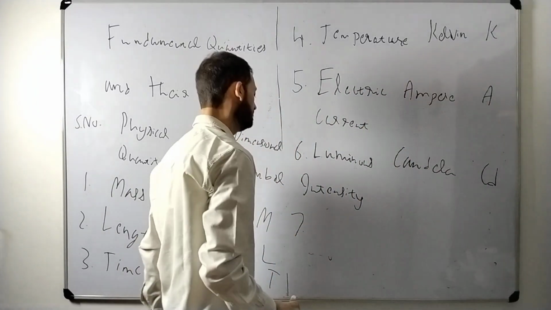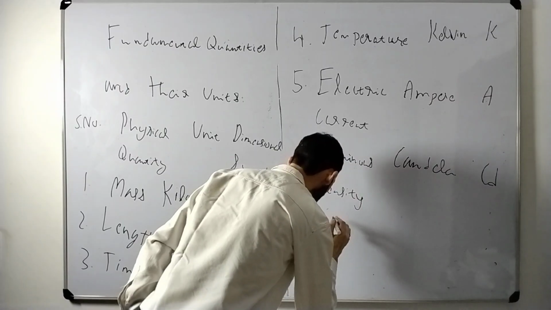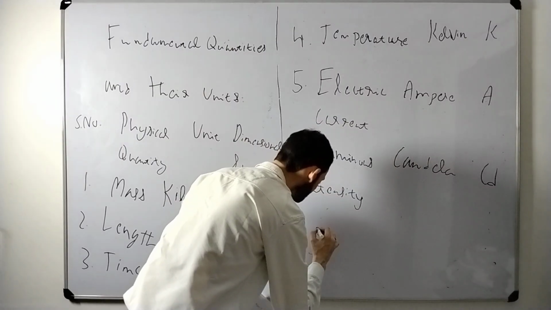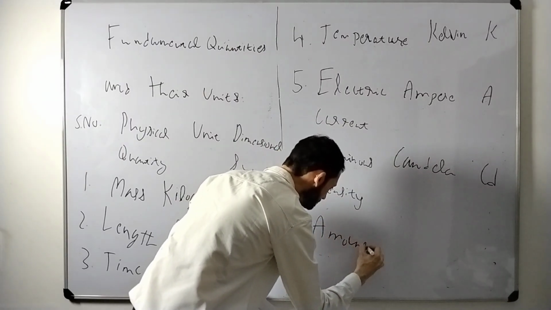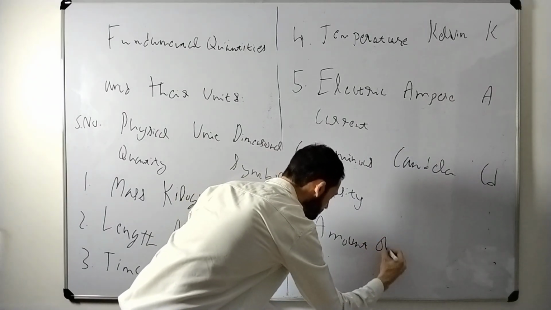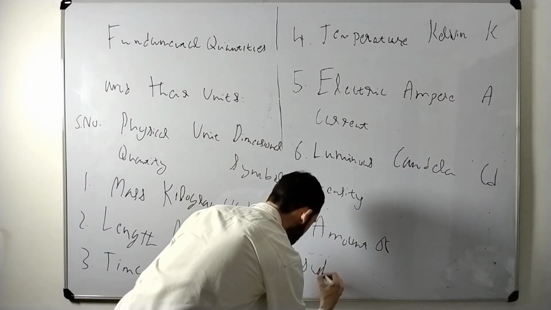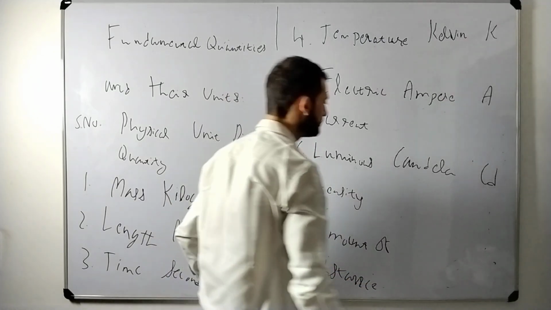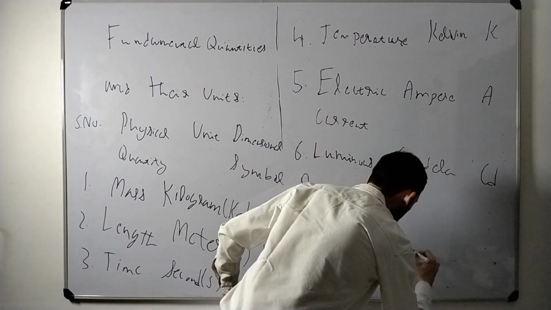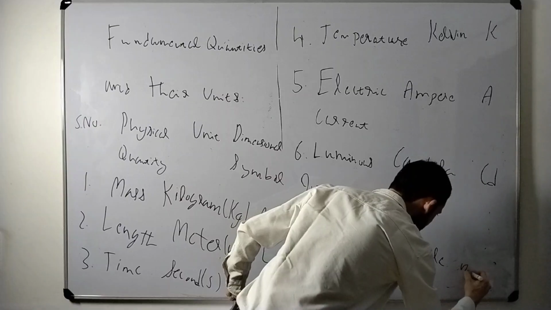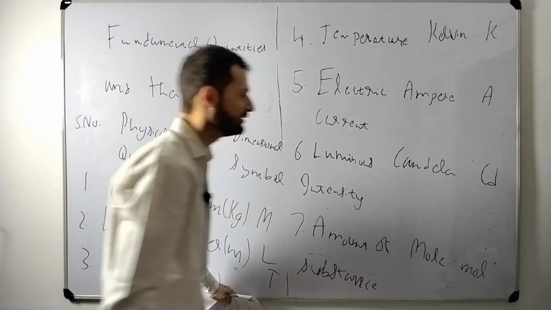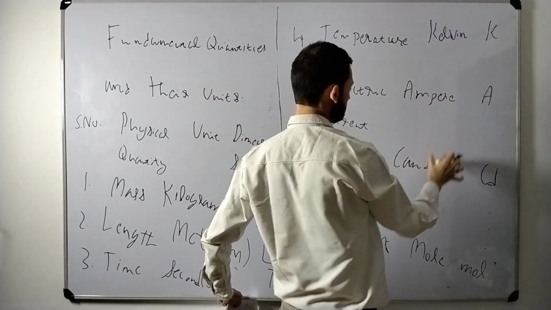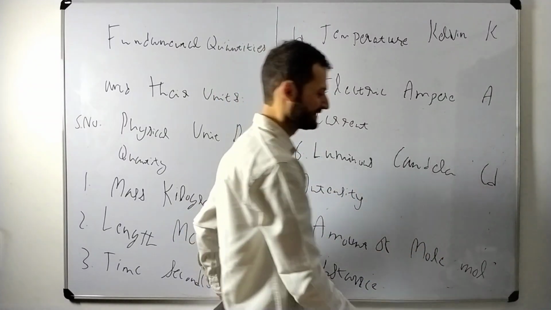Seven, amount of substance. What is its unit, student? So its unit is mole. Yes. So these are three scientists. Mole is not a scientist.